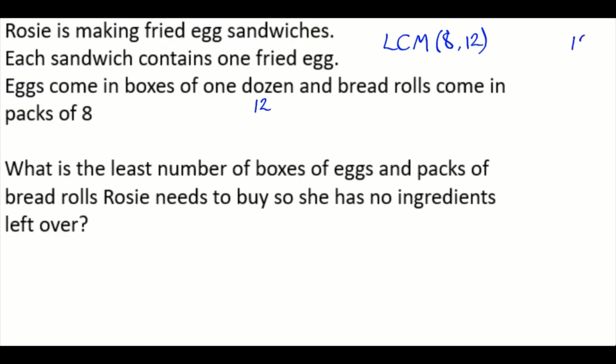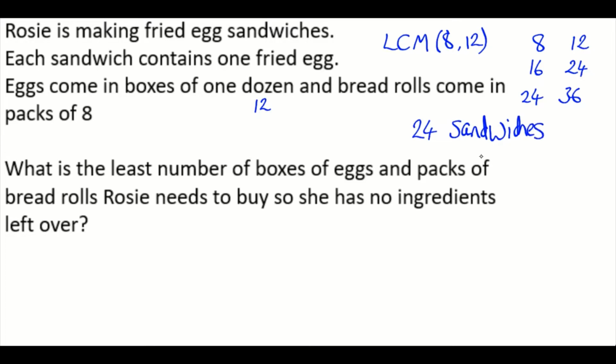So multiples of 12, we have got 12, 24, 36. Let's just check where we're at with multiples of 8. We've got 8, 16, 24. There we go, we've got it already, 24. So we're going to make 24 sandwiches, but that doesn't mean the answer is 24.